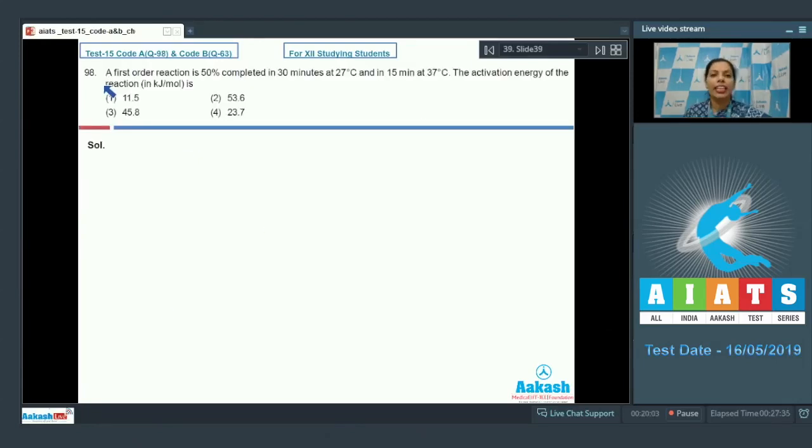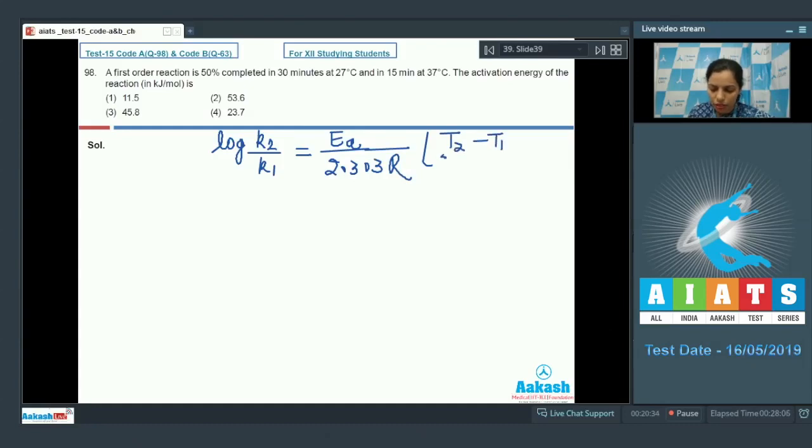After that, question number 98. A first order reaction is 50% completed in 30 minutes at 27 degrees Celsius and in 15 minutes at 37 degrees Celsius. The activation energy of the reaction in kilojoule per mole is? So here we need to check the relation between rate constant and activation energy, that is Ea. It is Ea by 2.303 R, into (T2 minus T1) upon T1 T2.